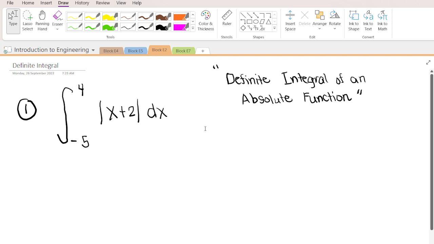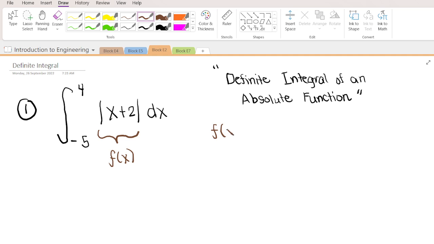This video will discuss one example of a definite integral of an absolute function. An absolute function is a function with this form over here, so basically the function of x that we have is an absolute function. This means that whatever value of x you place here, the absolute value bars will make the final answer of the absolute function non-negative.